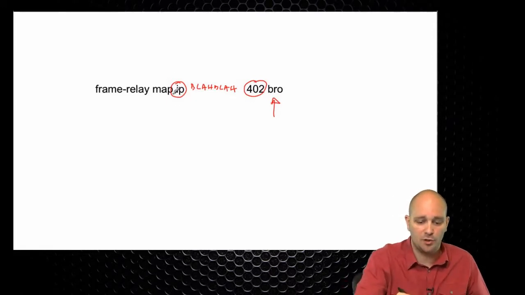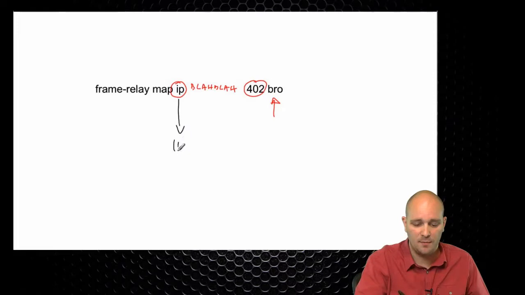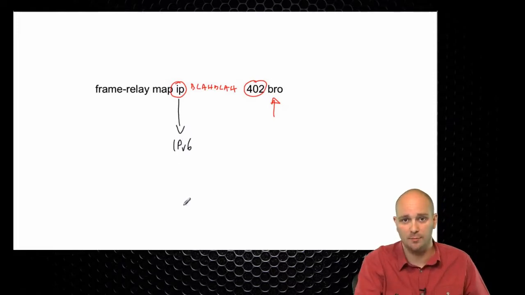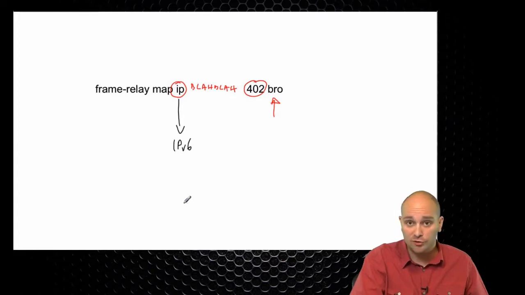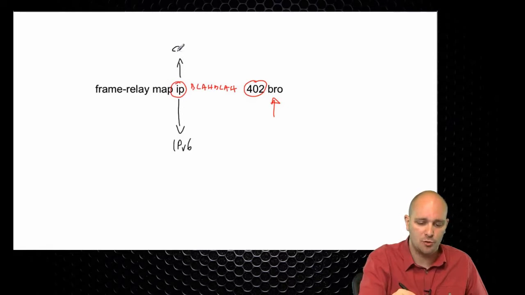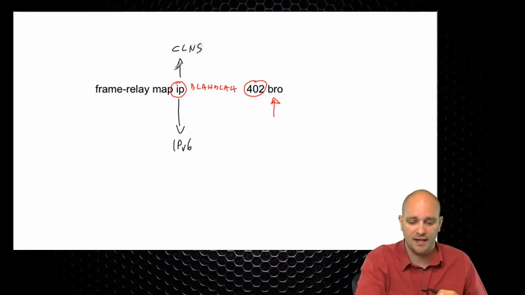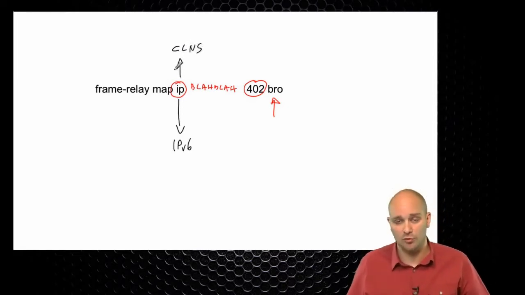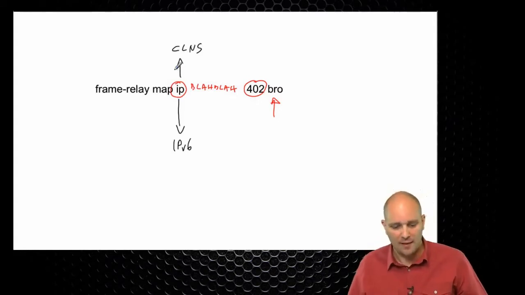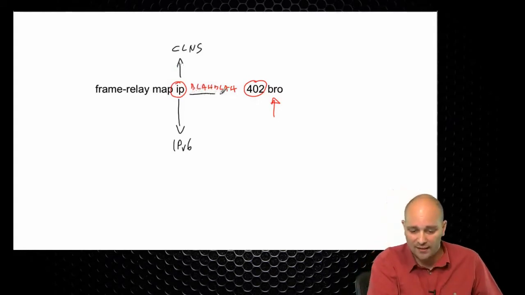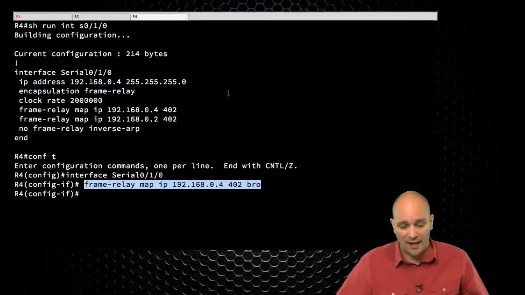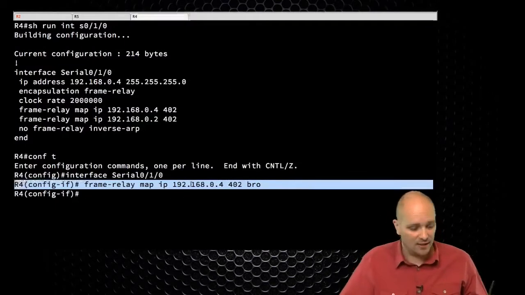Now, another thing that you might have here is instead of IP, you could have IPv6, in which case you are enabling pseudo broadcast replication for IPv6. And those of you who might be going for a service provider test later on, another option that you might have here is CLNS, which is needed if you want to run ISIS over the frame relay. So this is why this IP address is irrelevant and why this is a perfectly valid configuration here.